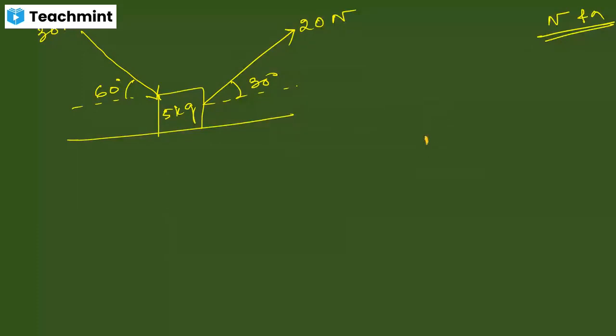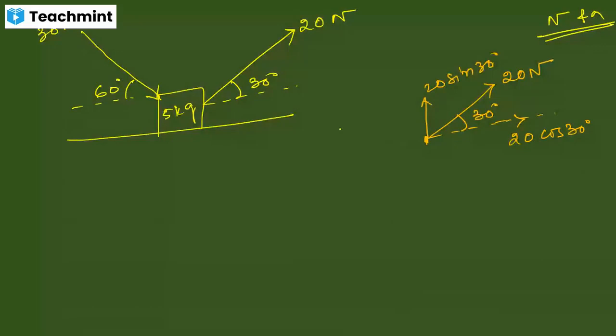So I'm just assuming this is the point mass. So this is the pull force. It has the value of 20 Newton, acting at an angle of 30 degrees. So it has a horizontal component in this direction, that is 20 cos 30 degrees, and a vertical component of 20 sine 30 degrees.